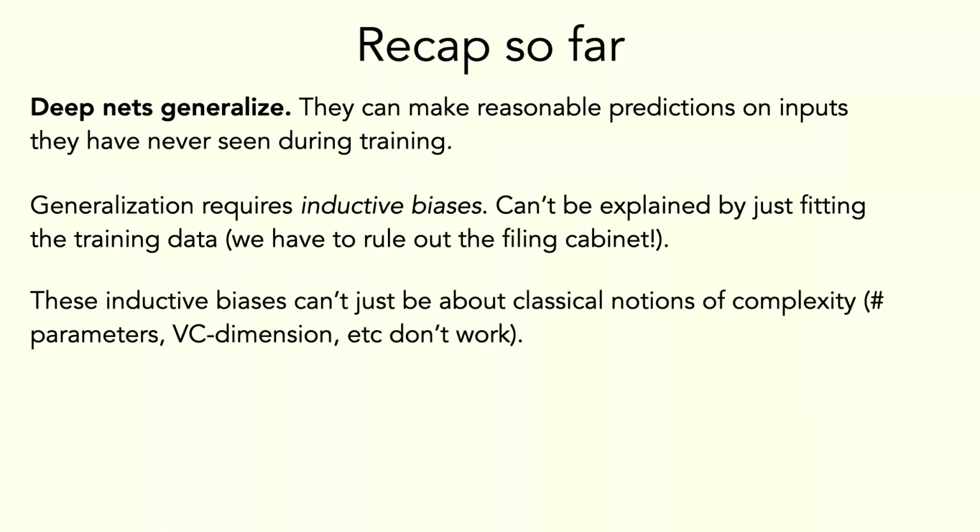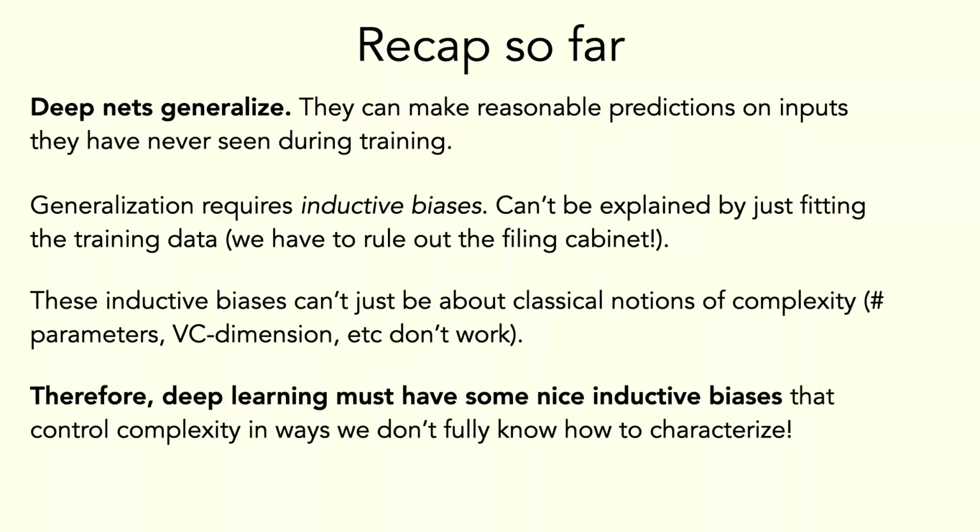Okay. So the inductive biases can't really just be about classical notions of model capacity, like number of parameters, or VC dimension, which is the number of functions that can be represented by that hypothesis space. So we need to understand what the inductive biases are, and how they relate to meaningful controls on the expressivity and the capacity of the model. How do they prefer simple or smooth solutions over other solutions, and how do we measure that? And this is very much open and ongoing research. So deep nets must have some nice inductive biases. They must control the complexity in ways we don't fully know how to characterize. So what are these inductive biases that deep nets have that allow them to generalize?